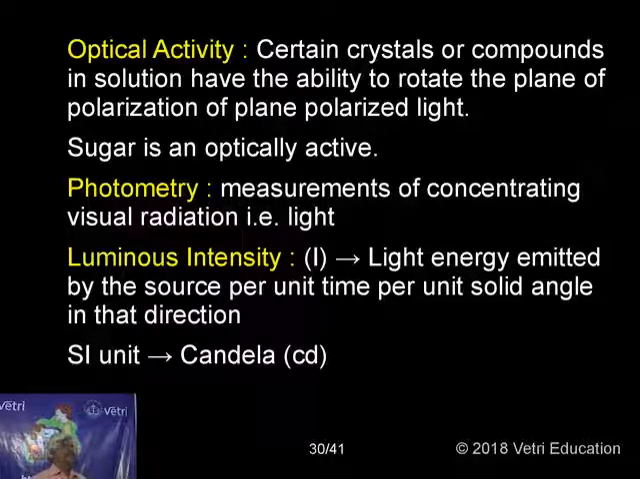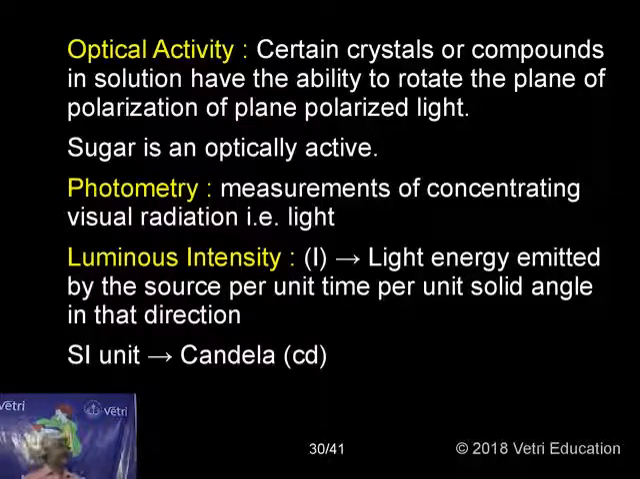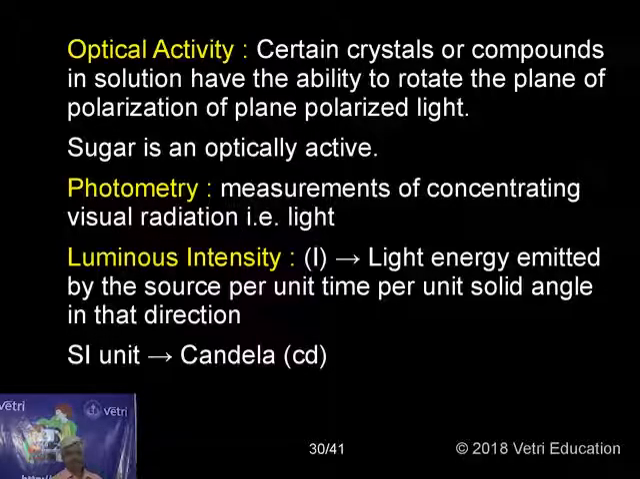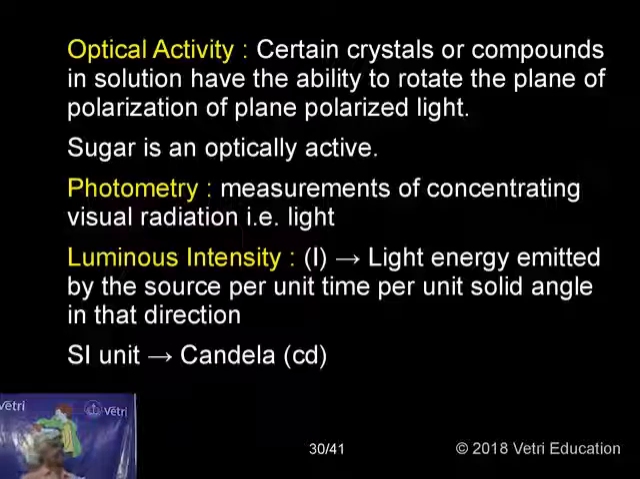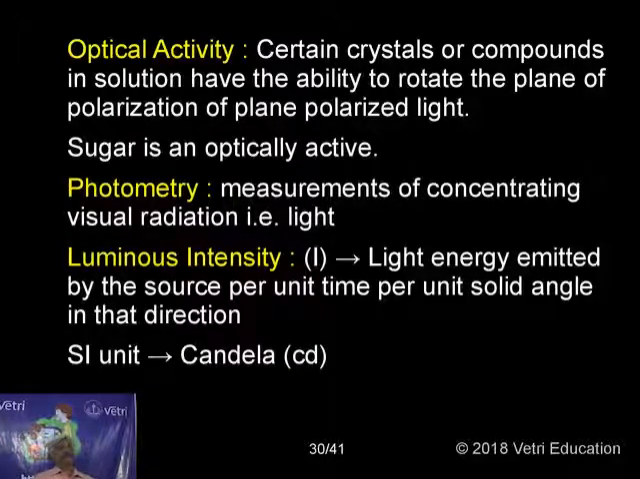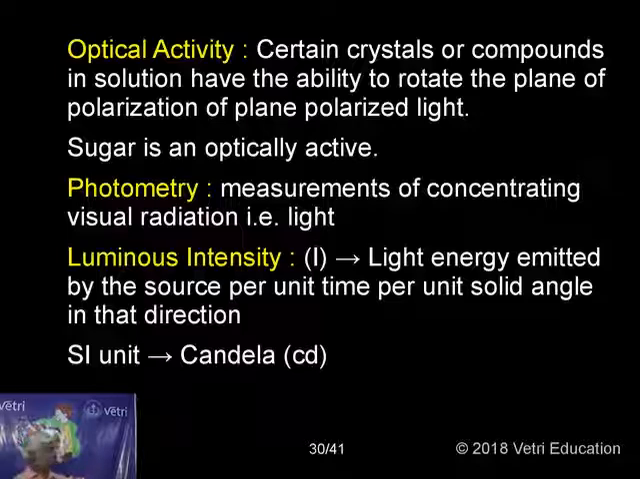Photometry: photo means light, metry means measurement. The measurement of light is called photometry, measurement of visual radiation, that is light. Luminous intensity, we have to understand the definition. The luminous intensity I is the light energy emitted by the source per unit time, per unit solid angle, in a particular direction. SI unit: candela. Candela is the unit for luminous intensity.